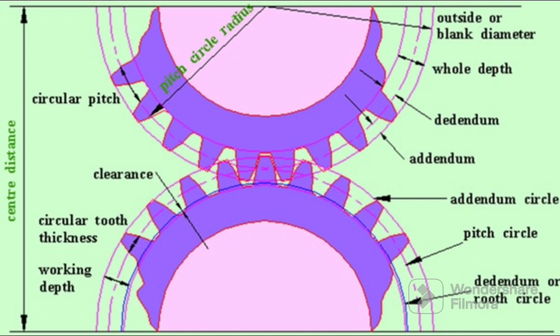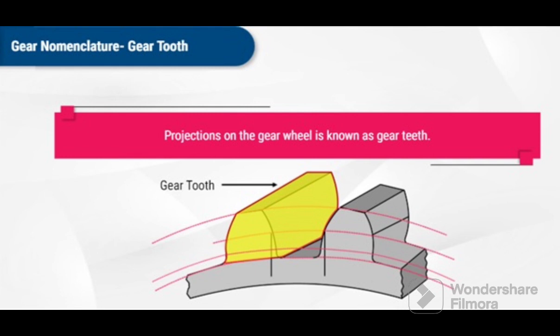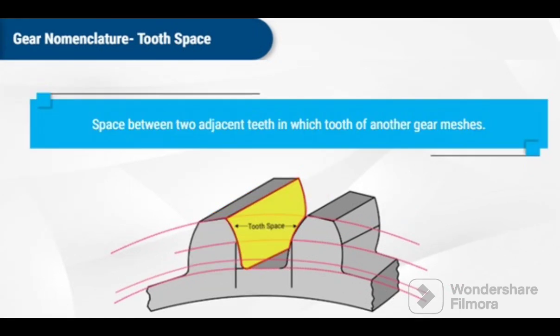So let's start with basic terms of gear nomenclature. Gear tooth. What is gear tooth? Projections on the gear wheel are known as gear teeth. Tooth space. What is tooth space? The space between two adjacent teeth in which a tooth of another gear meshes is known as tooth space.